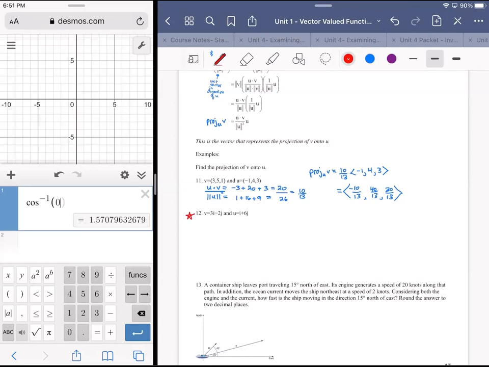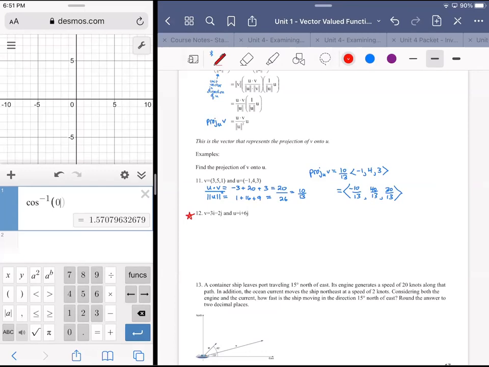But we'll take a look at number 13 because that's kind of why we're here, at least for this concept, to be able to tackle this sort of question without having to do all that stuff that we did back in Unit P, which is all those vector additions and all that stuff. So a container ship leaves port traveling 15 degrees north of east. Its engine generates a speed of 20 knots along that path. In addition, the ocean current moves the ship northeast at a speed of 2 knots. Considering both the engine and the current, how fast is the ship moving in the direction of 15 degrees north of east? Round the answer to the nearest 2 decimal places.